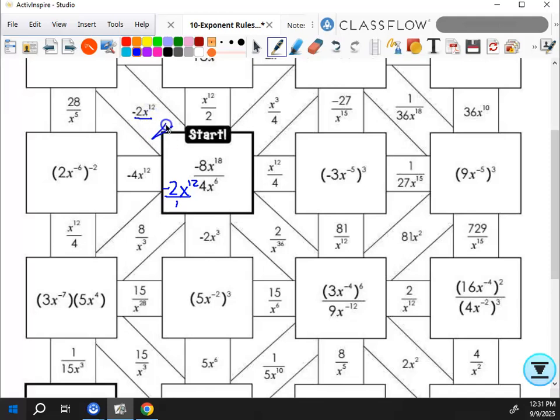So here's my answer, right? I had a bunch of things to choose from. So now I go here and now I work this question. And then that shows me where to go. And then I work the next one all the way to the finish line. Does that make sense? We good?